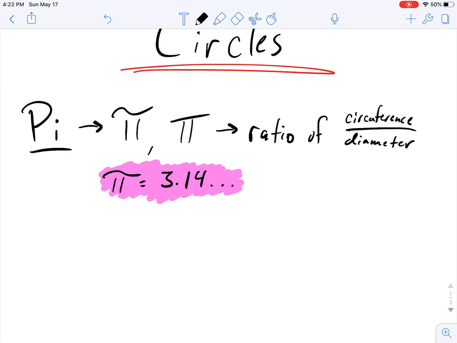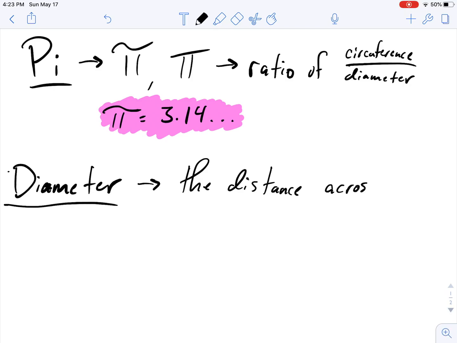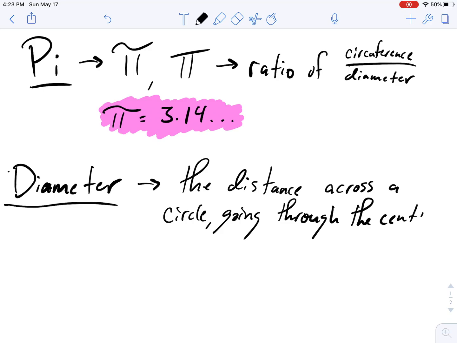Okay, the next thing we need to know is the word diameter, which you just saw in the definition of pi. Diameter. The diameter is the distance across a circle going through the center. So it must go through the center, okay?